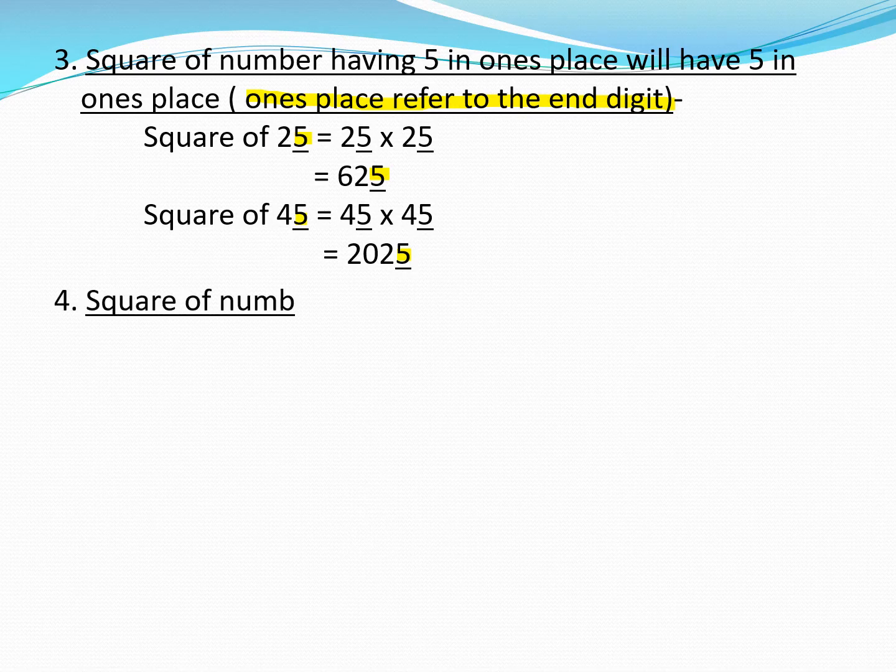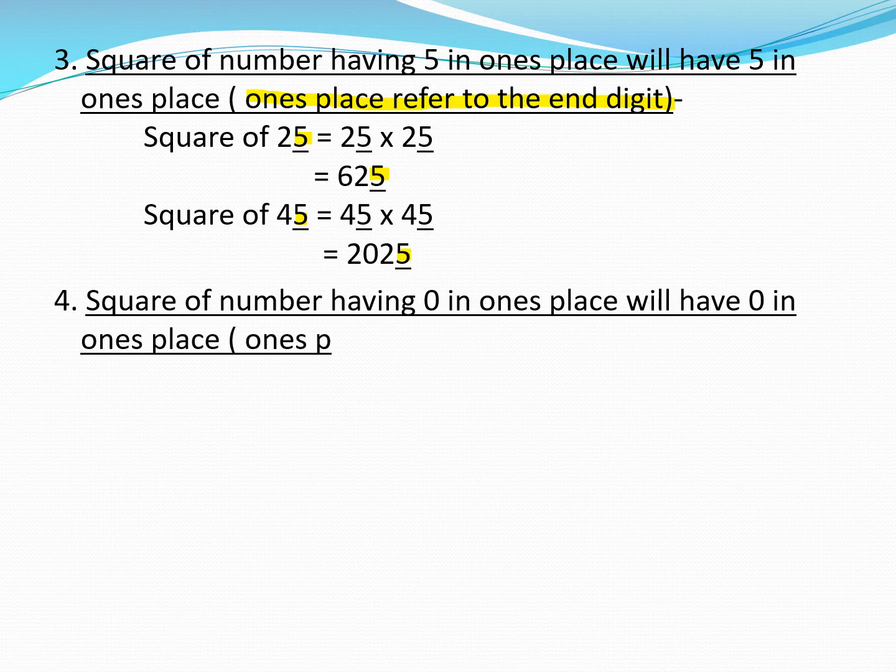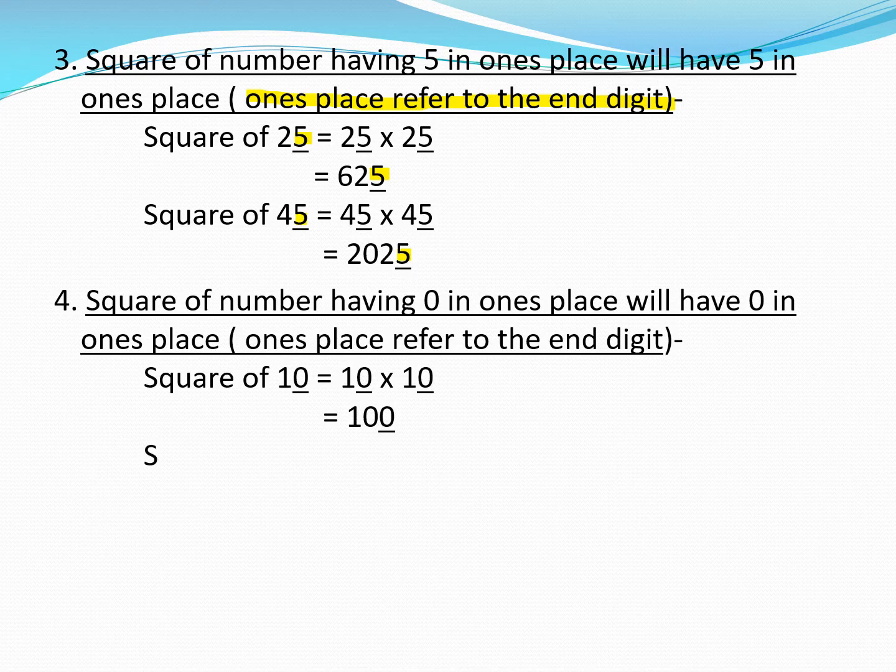Now let us go to the next property. Square of a number having 0 in ones place will have 0 in ones place. Here you will see in ones place there is 0. Square of 10: the answer that you get when you square 10 is 100. Even in its ones place, it is 0. Square of 300, here ending with 0, you get 90,000. Even the answer ends with 0.